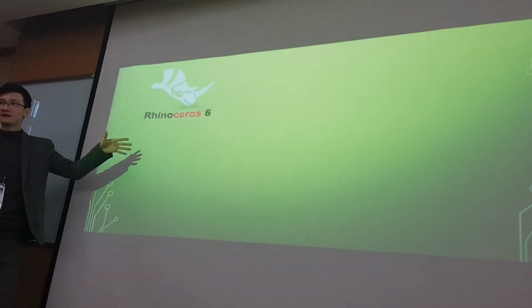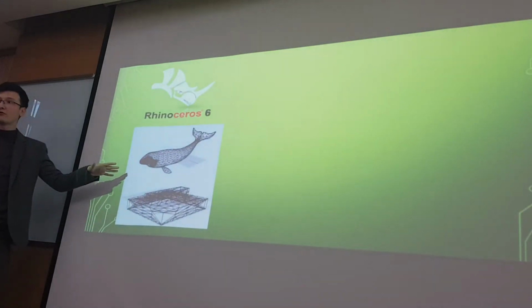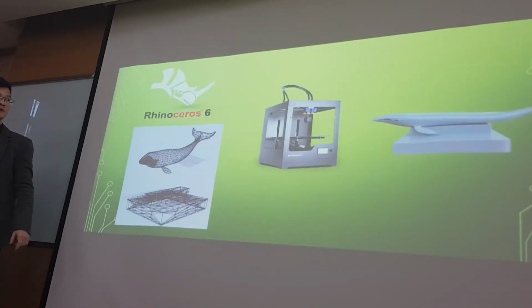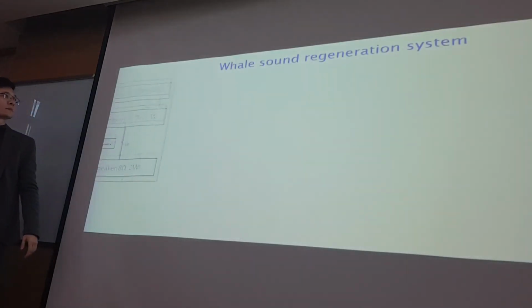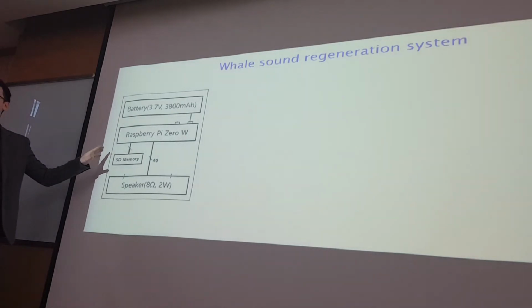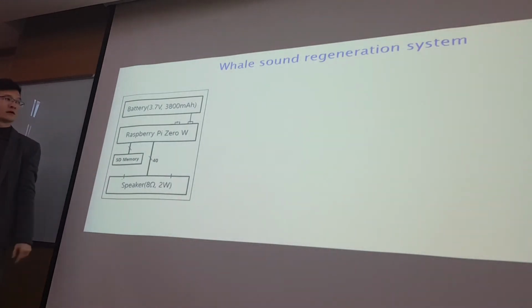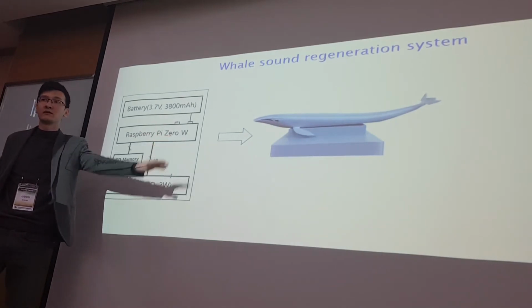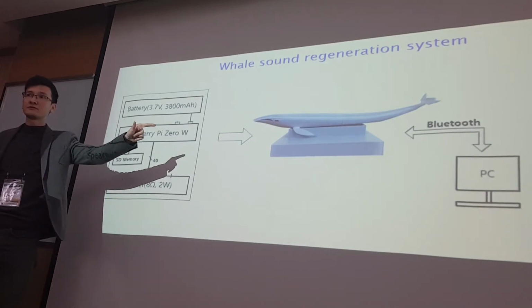In Rhino 6, we made a 3D model of our whale. Then using a printer, we printed our 3D model. Here on the left side, you can see the structure of our system with Raspberry Pi, battery, SD memory, speaker. We took this system and attached it to the bottom of our 3D printed whale. And now our whale can communicate with PC through Bluetooth.